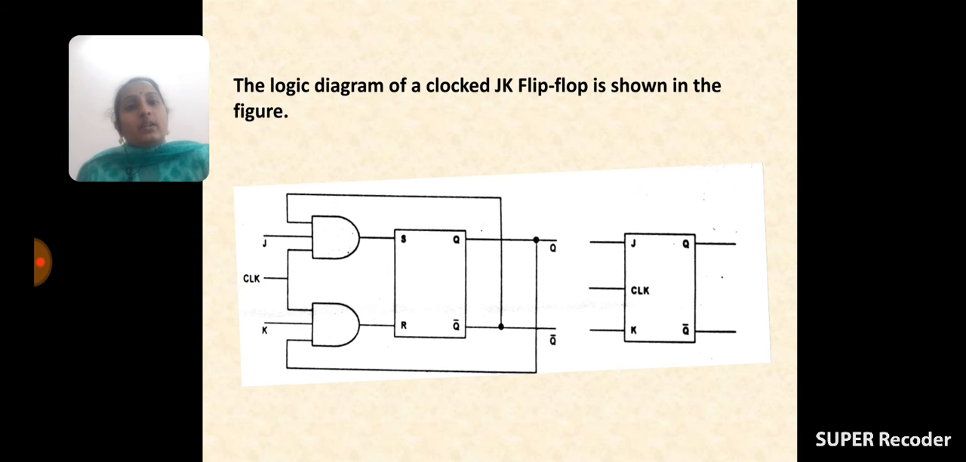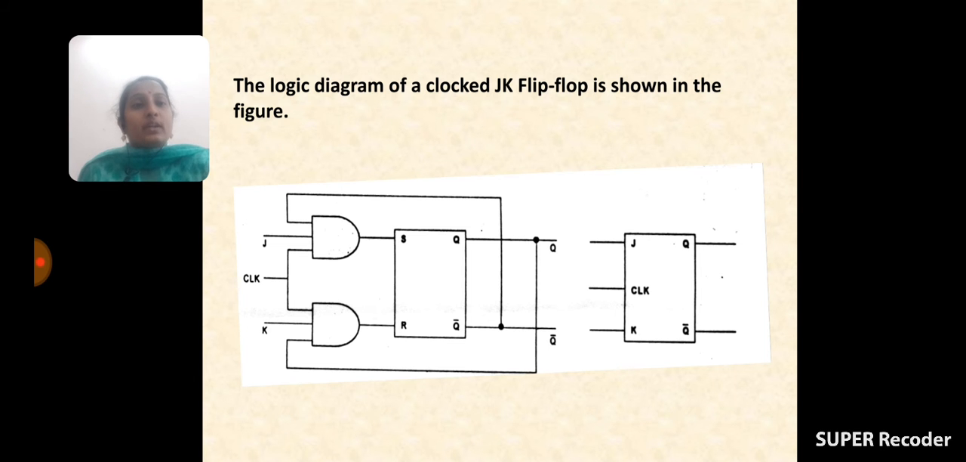Here the JK flip-flop is designed with the help of the RS flip-flop by adding two gates. The two gates have three inputs: the clock pulse acts as one input for both gates, the two main inputs are applied, and the third is the output connected back to the two gates. And this is the symbol of the JK flip-flop.